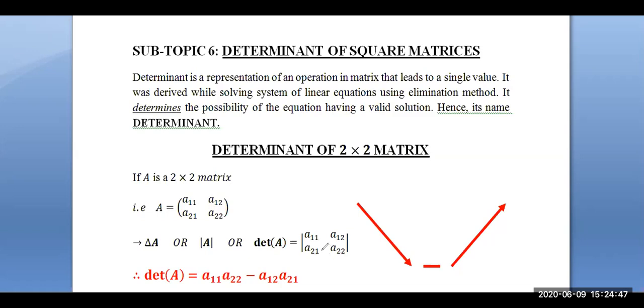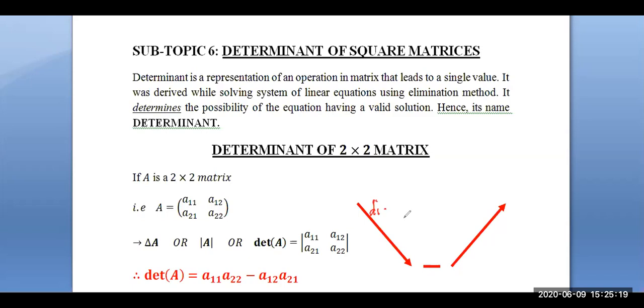And how is it done? You can see the arrow here, which explains what you're supposed to do. What's the name of this diagonal again? Who can remind me of the name of this diagonal, this one coming down? Primary diagonal, good. Either primary diagonal or what? Principal diagonal. So this is the primary diagonal, and it is the product of the primary diagonal minus the product of what?